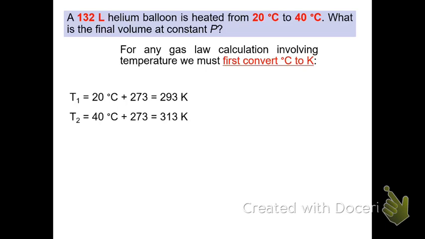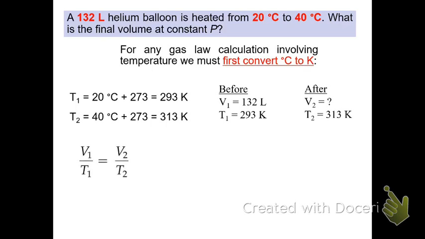So these are the values. We have the initial temperature of 20 degrees Celsius, and converting that to kelvins gives us 293 kelvins. For the final temperature of 40 degrees Celsius, that converts to 313 kelvins. So this is what we have, and we're trying to determine the final volume. What is the final volume at constant pressure? And the equation right here is the one that we need.